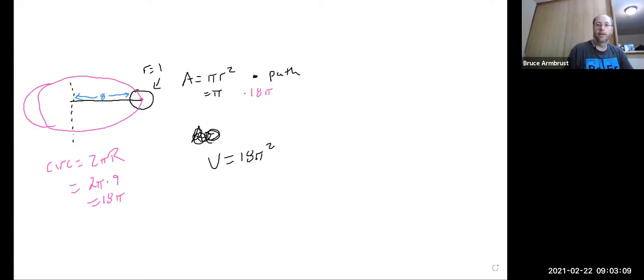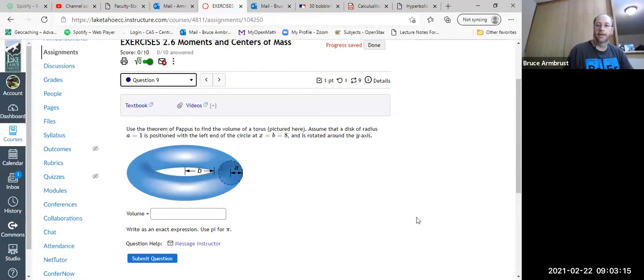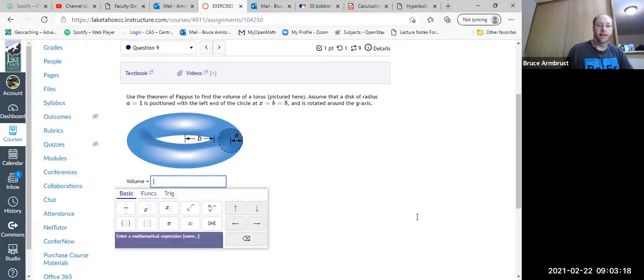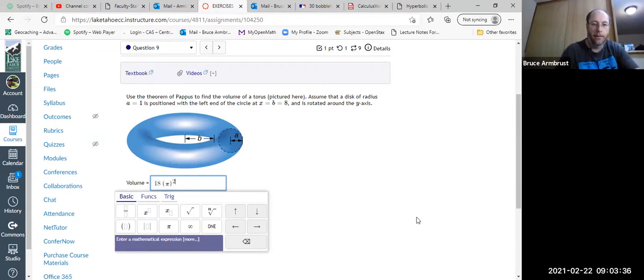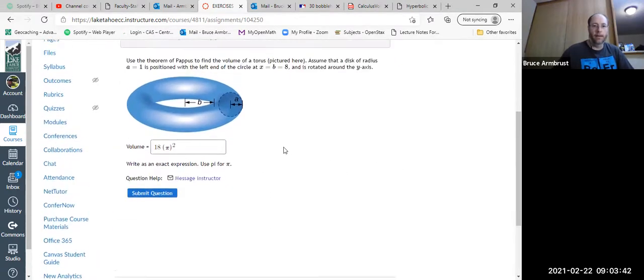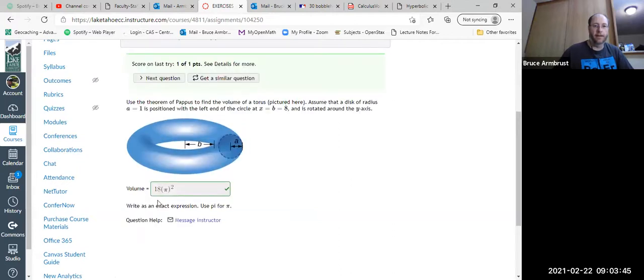All right, so let's go put that in here. It says write as an exact expression. Okay, so we're going to have 18. Why is my, oh, there we go, because my number lock is off. 18, and then we're going to have pi squared. I think that should be good. Yay. 1 out of 1.